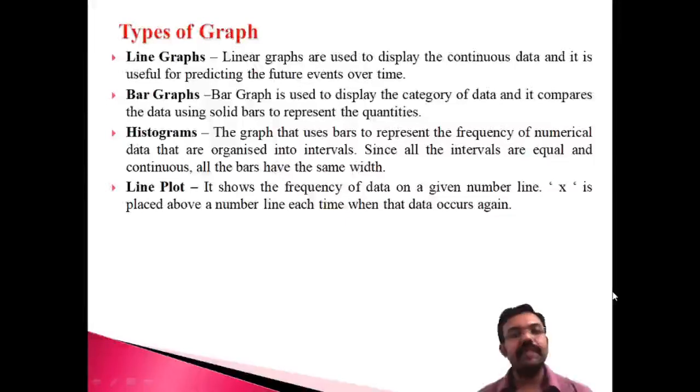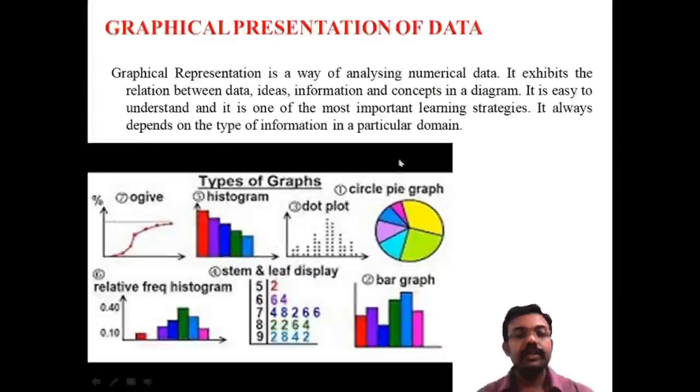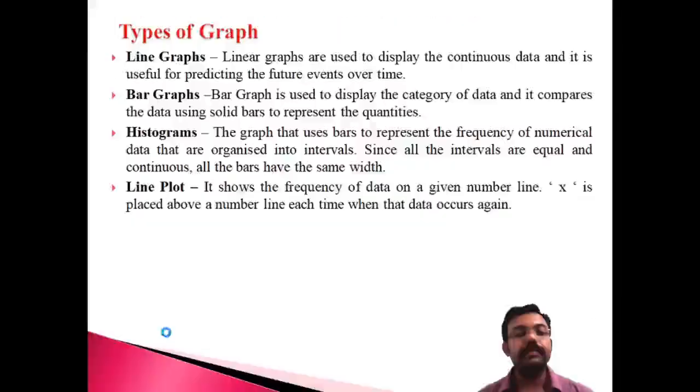The line graph is mainly for predicting the future situation. The bar graph is used for categorical data, and the histogram uses bars to represent the frequency of numerical data, organized in intervals because there is a gap. In a histogram you can see the gaps, so the data is organized in intervals, and then there is the line plot. These are the important types of graphs.